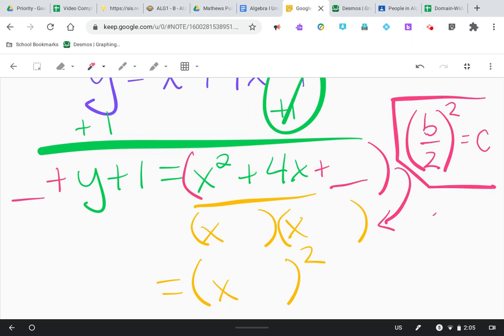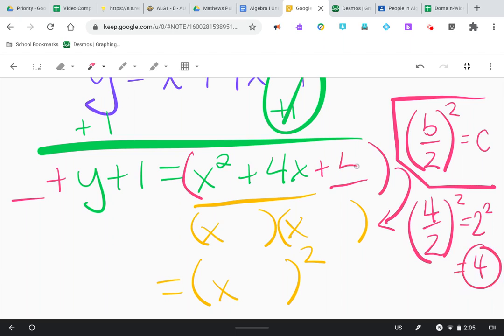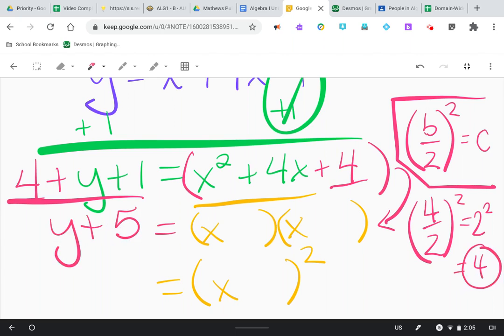But in our case, b is 4. So 4 divided by 2, squared. 4 divided by 2 is 2. 2 squared is 4. That number is what I'm going to put here and here. So let's take it to the next step. Over here, I'm just going to combine everything: y plus 5. And then this factors to be (x + 2)(x + 2).